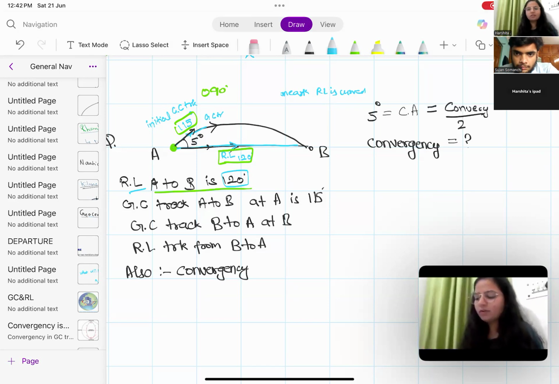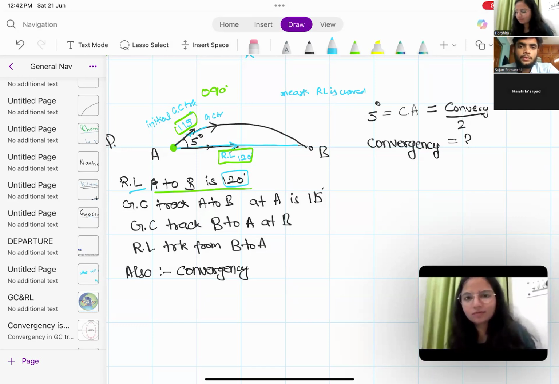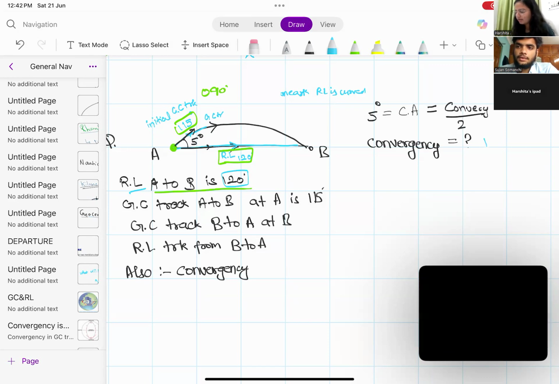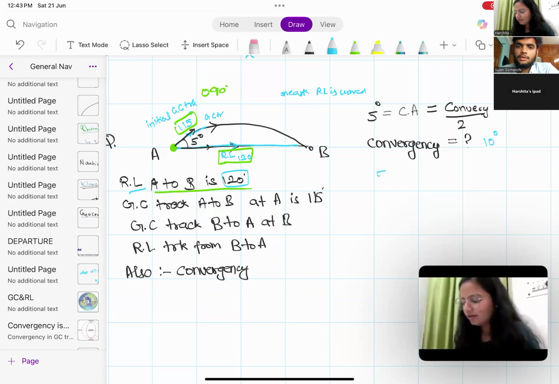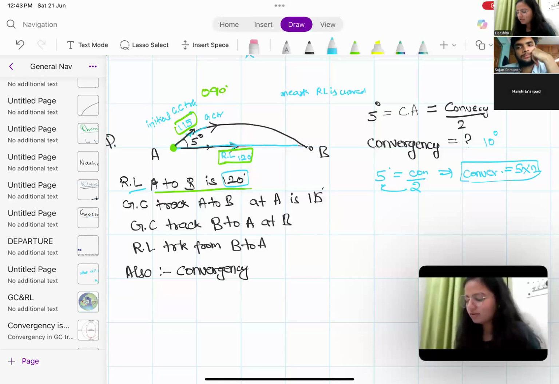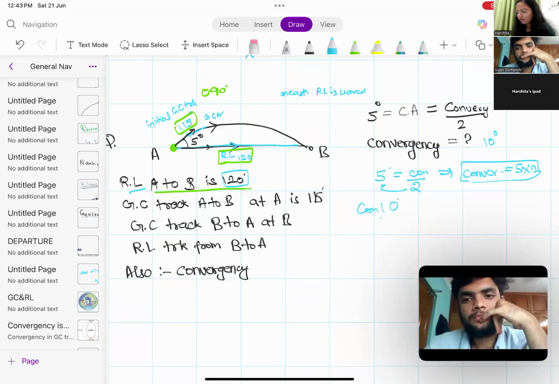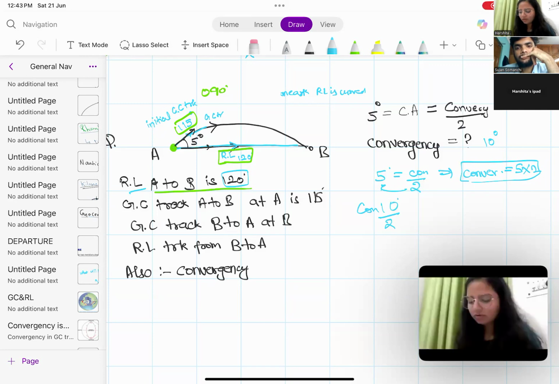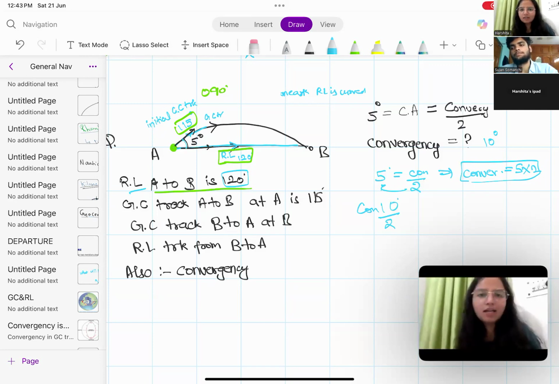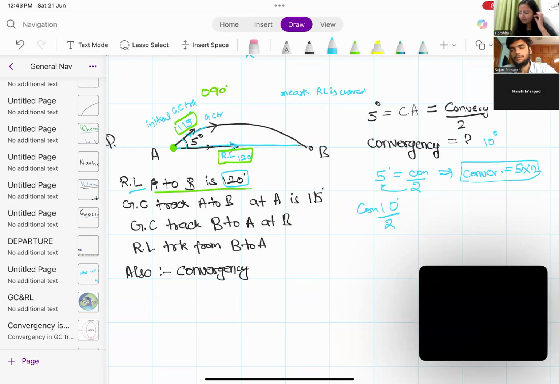what will be your answer? 2.5. No, it will be 10 degree. 5 degree is equal to convergency divided by 2. Just send this to that side now. Convergency is 5 into 2. Convergency was 10. So that's why when you divided it by 2, the result was 5, which was the conversion angle.